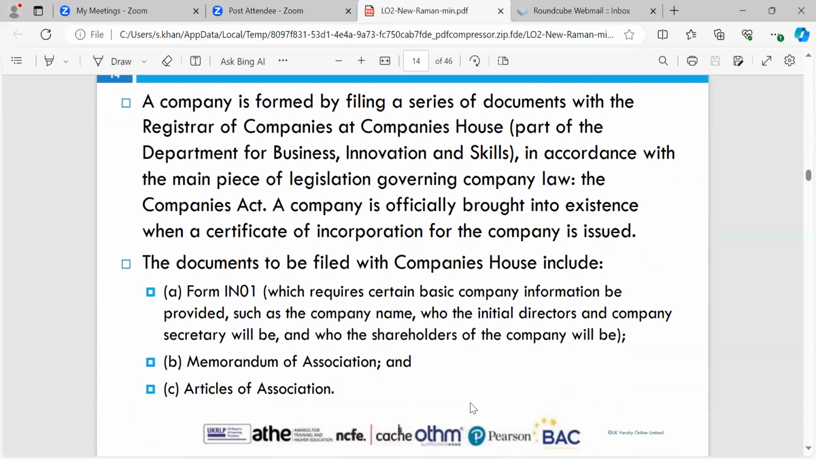How to form a company. A company is formed by filing a series of documents with the Registrar of Companies at Companies House in accordance with the main legislation governing company law, the Companies Act. A company is officially brought into existence when a certificate of incorporation for the company is issued.